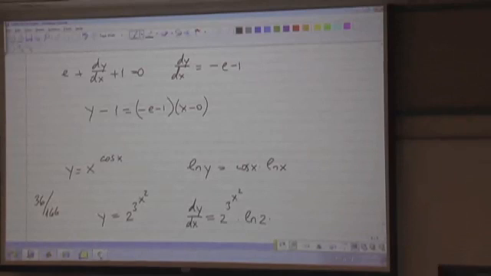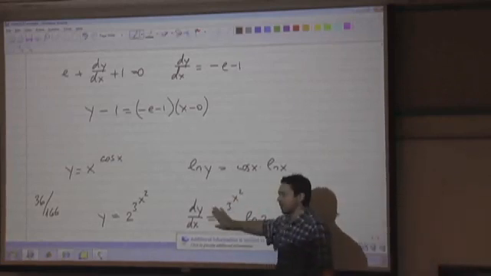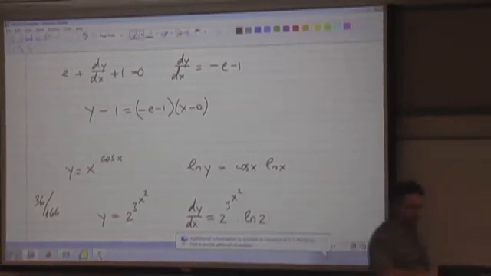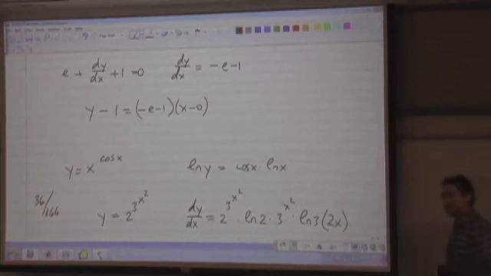It's 3 to the x squared. It's not 3 times x squared. So I have to take the derivative of 3 to the x squared. So again, what is the derivative of 3 to stuff? Different stuff now. 3 to stuff times natural log of 3 times the derivative of the stuff, which is 2x. Does this make sense?